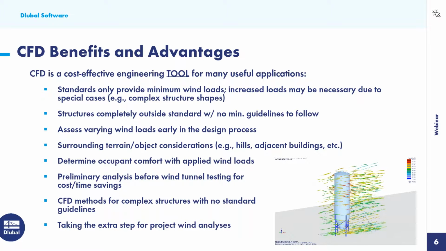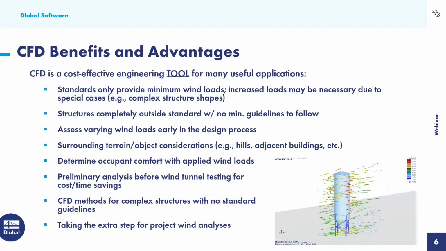Now, we also can use CFD for structures that fall completely outside the standard with no minimum guidelines to follow. The code is certainly very clear on many different types of structures, but when we get outside of these provisions, we're making a lot of guesses and assumptions. So we can use CFD to ensure that those guesses and assumptions are correct. We can assess the varying wind loads very early on in the design process. We can simply take our structure, put it in this numerical wind tunnel, and adjust that design again very early on based on these applied wind loads.